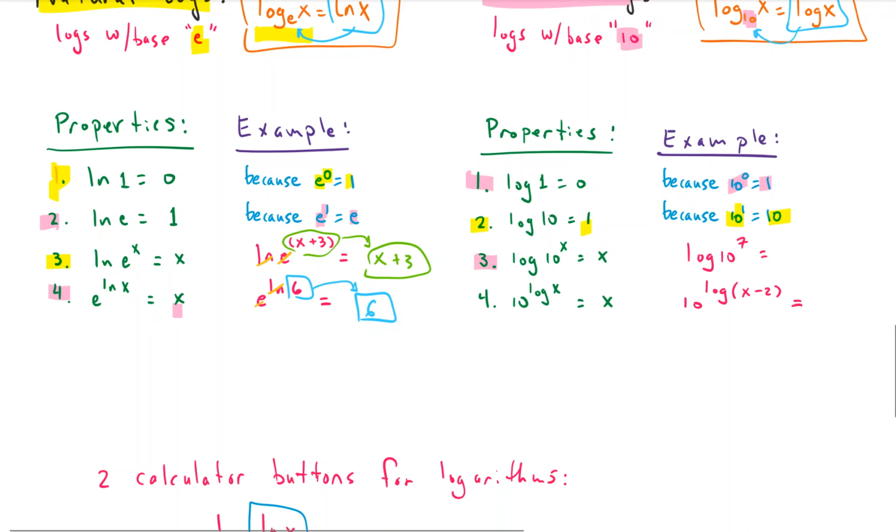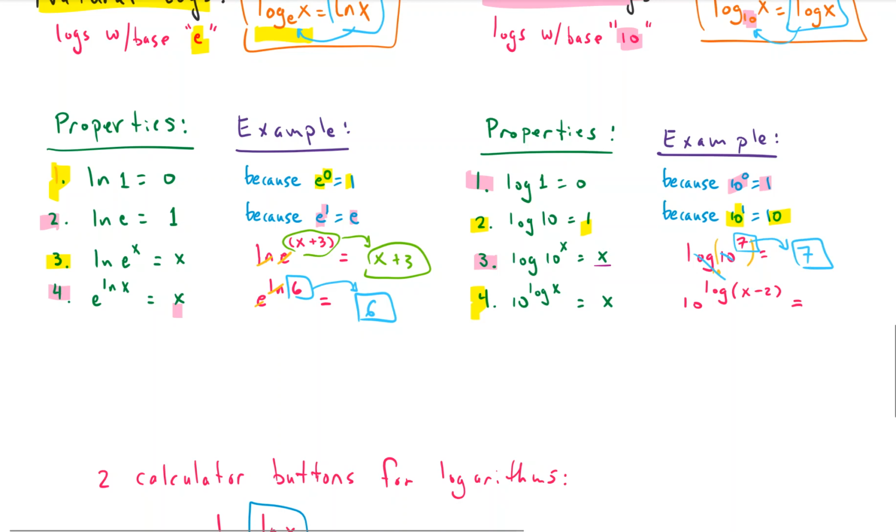Third property, log base 10 of 10 to the x is just x. Let's just do an example. Log base 10 of 10 to the 7. And remember, with log base 10, we've got a 10 there that is not being written. So this log base 10 and the 10 cancel, and we just get 7.